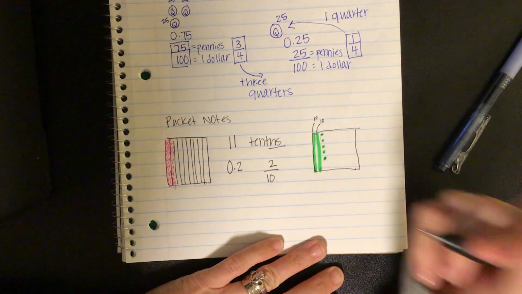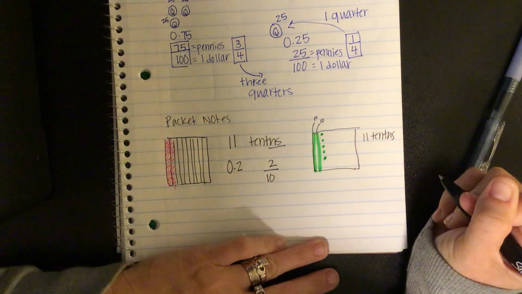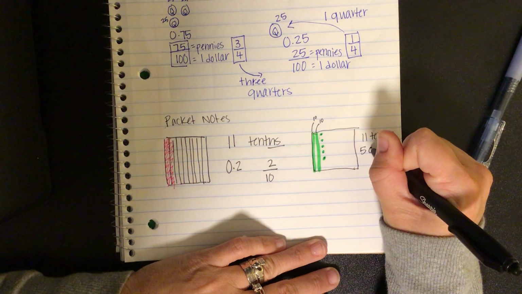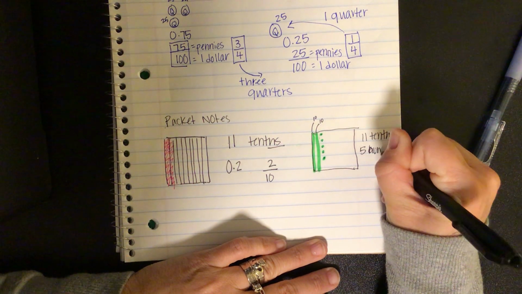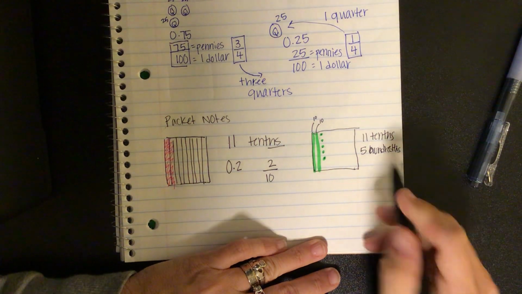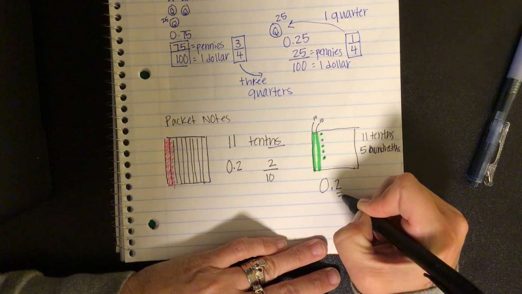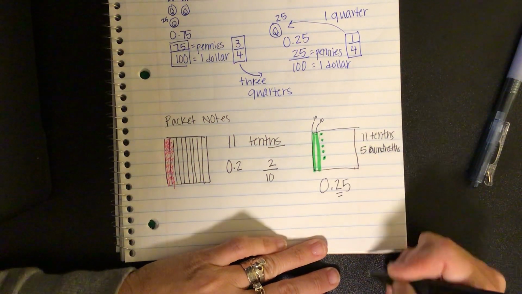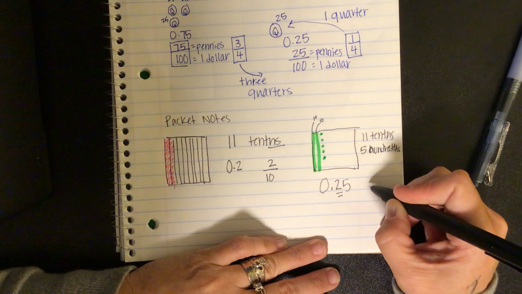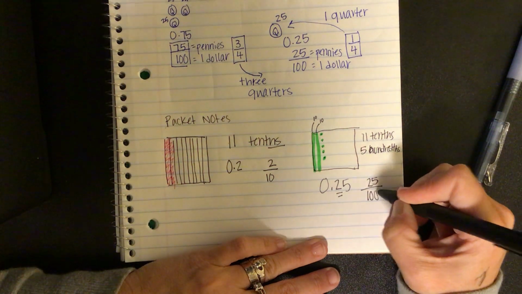Okay, so I have 2 rods. I have 2 tenths. And then I have 5 hundredths. I'm not going to be able to fit that in, or can I? Oh, look at that. Okay, so I have 2 tenths, and then I have 5 hundredths. The way I can write that as a fraction is 25 over 100.